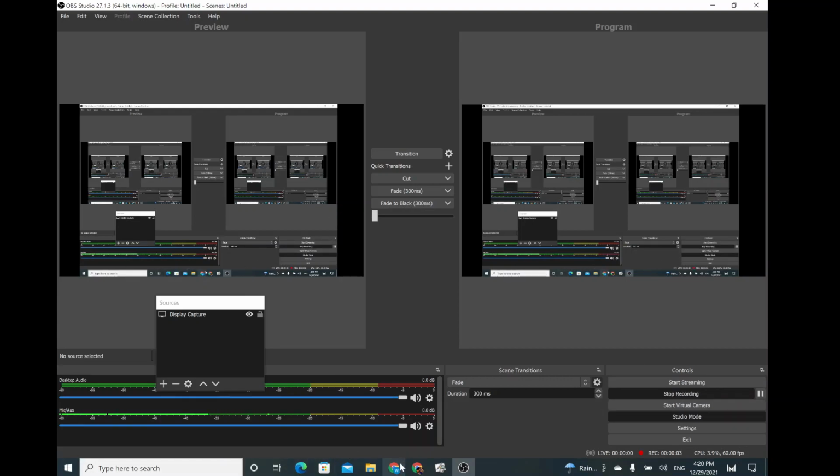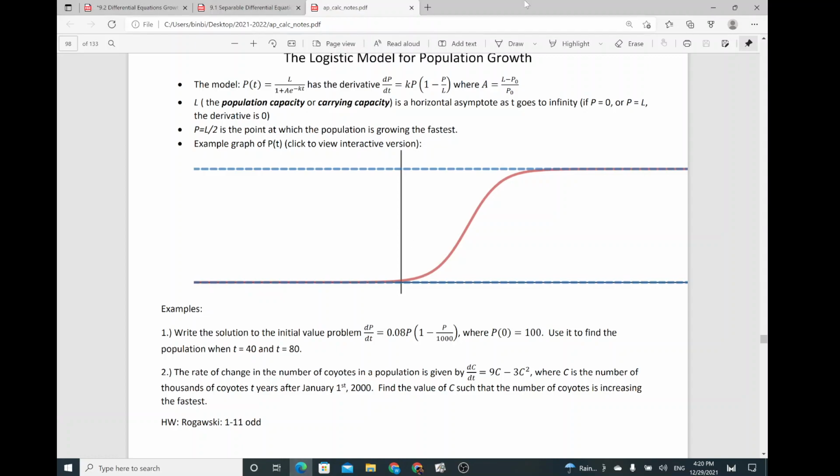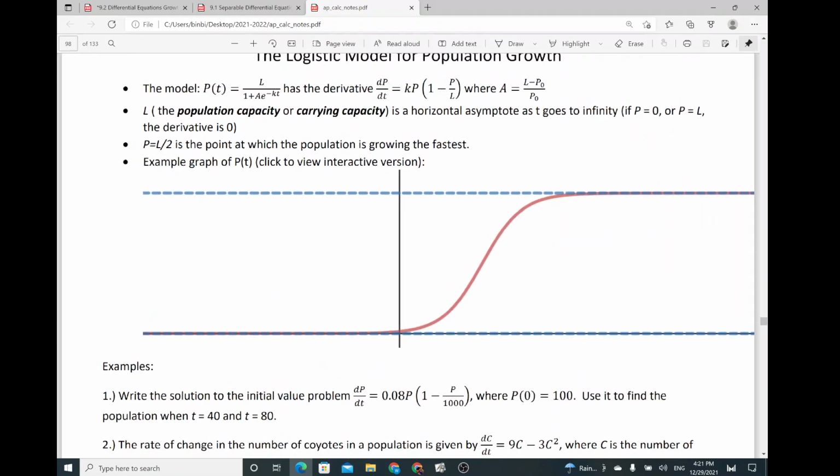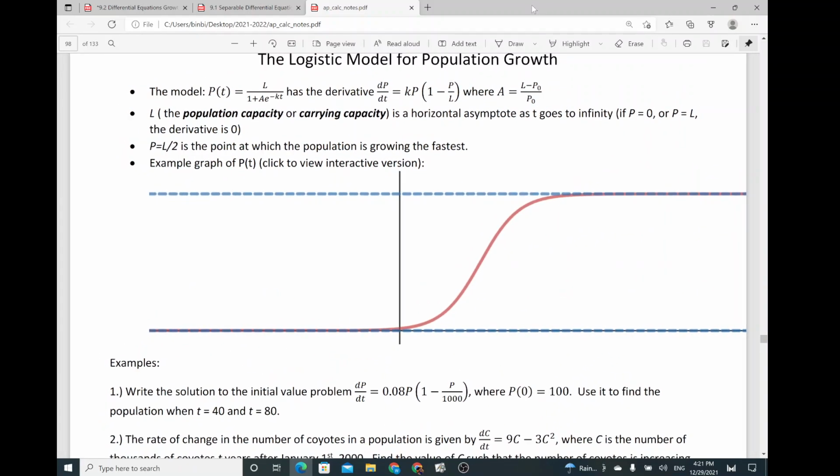Mr. Chen again. Today I would like to talk about the logistic model of population growth. This one is also a continuation of chapter 9 from the Rogawski Calculus BC textbook. The model for the population's logistic growth is P of t equals L all over 1 plus A times e to the power of negative kt. For those of you wondering about L, A, and k, we'll talk about that in a little bit.